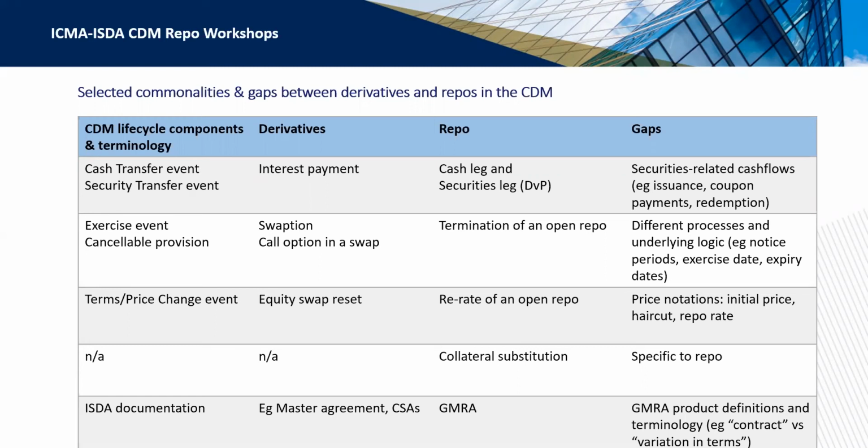However, one of the gaps that we identified was that at this stage, the Common Domain Model does not cover securities-related cash flows. So for example, the issuance of an instrument, the coupon payments that occur, and the redemption.